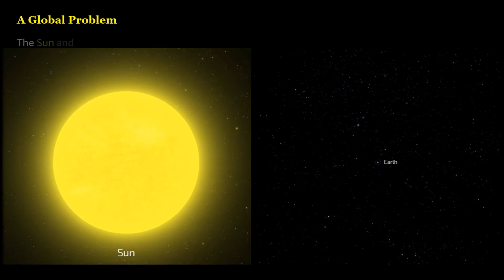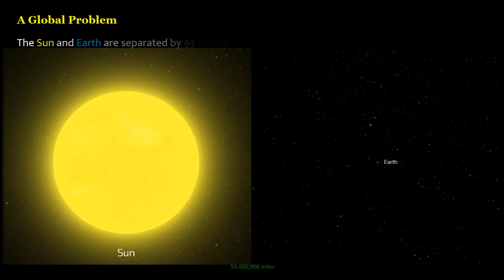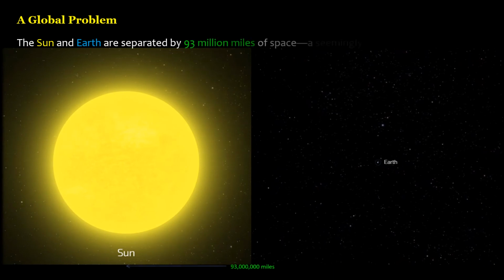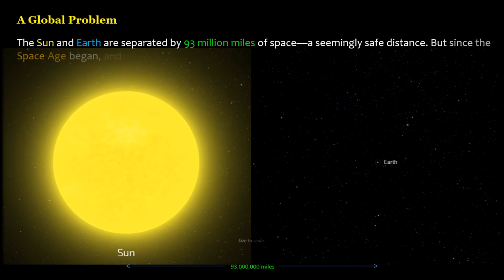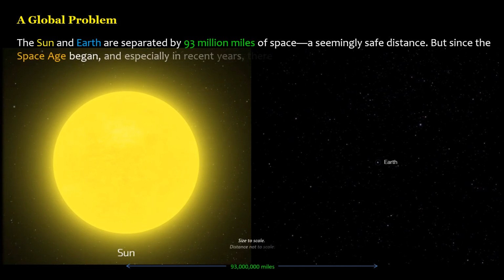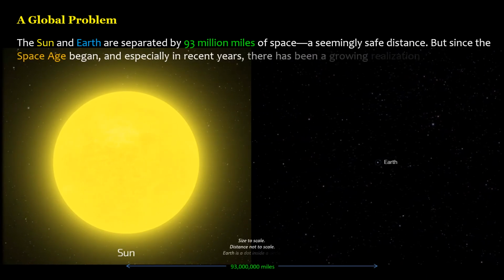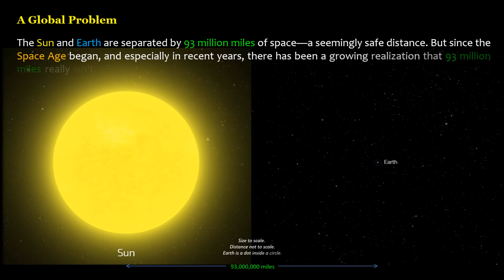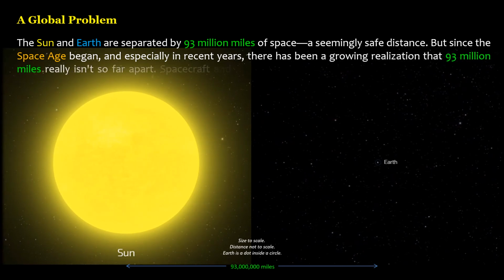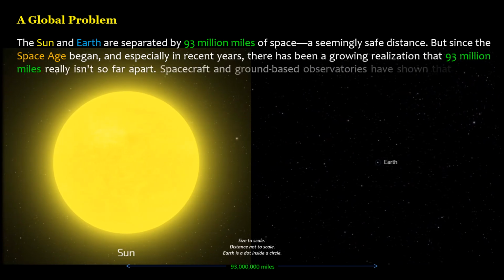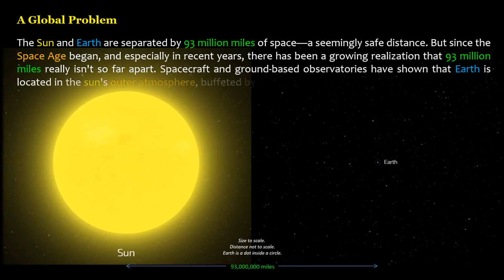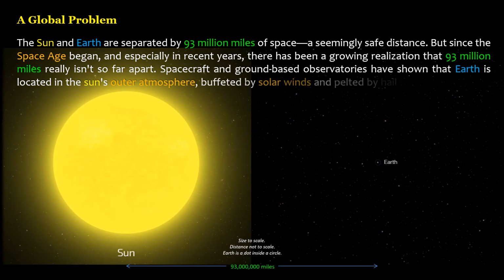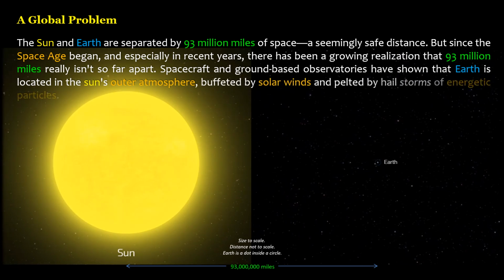A global problem. The Sun and Earth are separated by 93 million miles of space, a seemingly safe distance. But since the space age began, and especially in recent years, there has been a growing realization that 93 million miles really isn't so far apart. Spacecraft and ground-based observatories have shown that Earth is located in the Sun's outer atmosphere, buffeted by solar winds and pelted by hail storms of energetic particles.